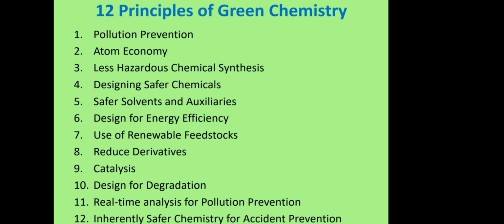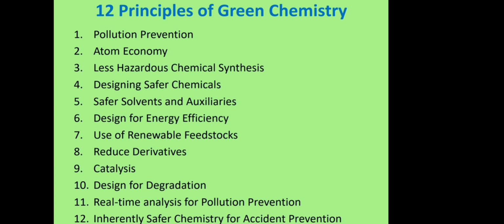Sixth one, design for energy efficiency. Seventh one, use of renewable feedstocks. Eighth one, reducing derivatives. Ninth one, catalysis. 10th one, design for degradation. 11th one, real-time analysis for pollution prevention. 12th one, inherently safer chemistry for accident prevention.